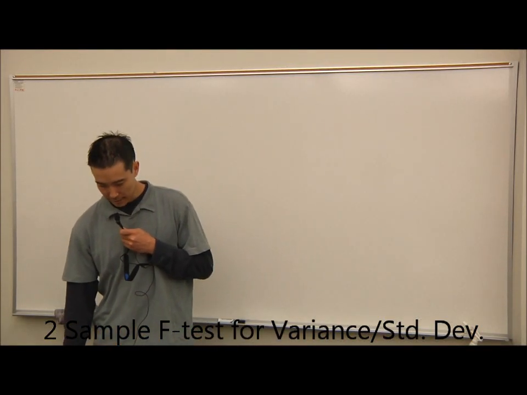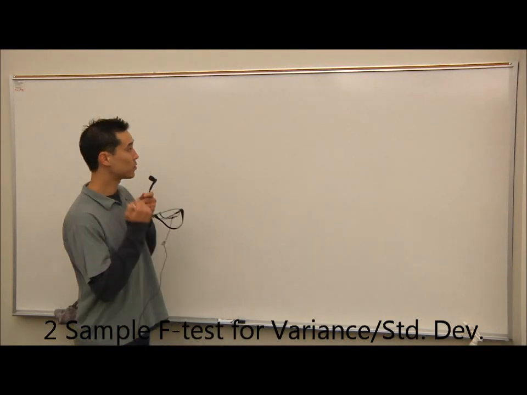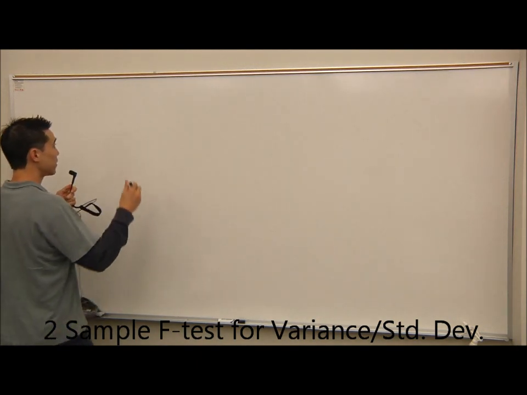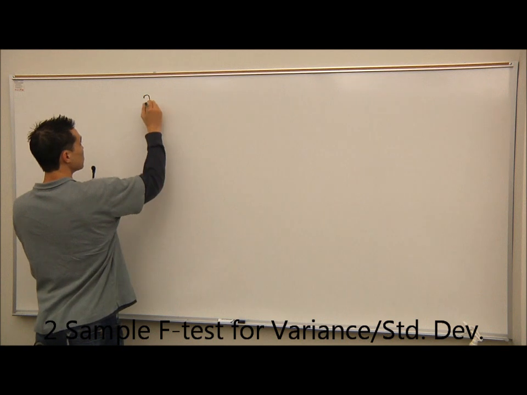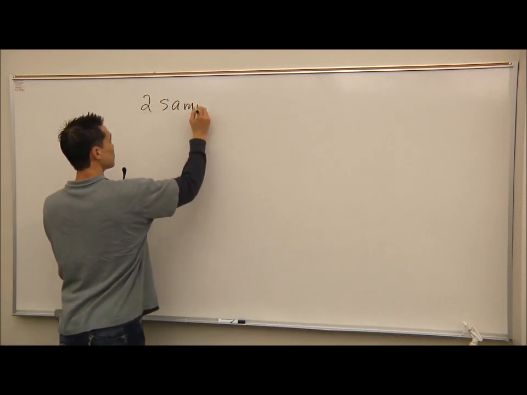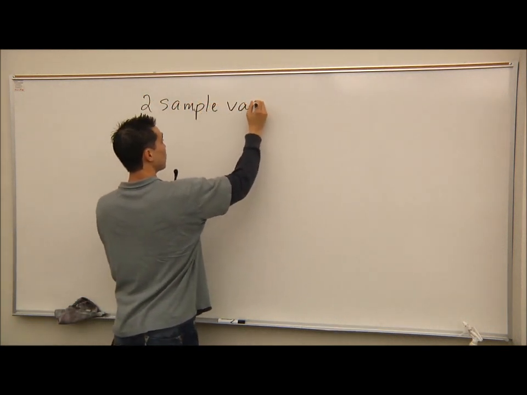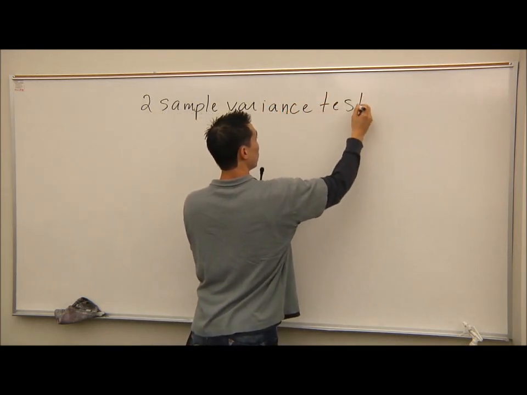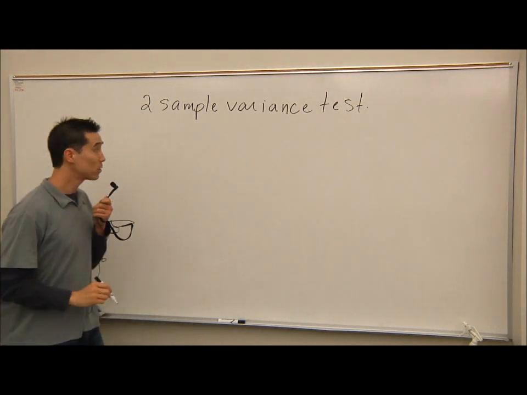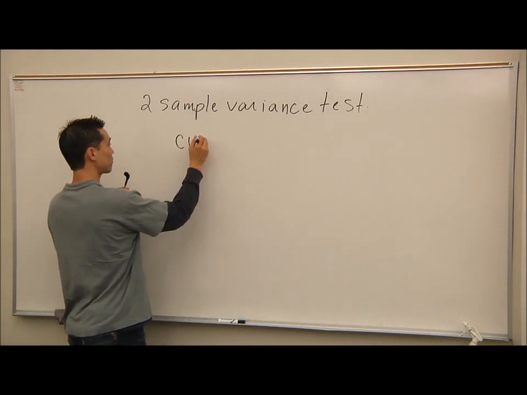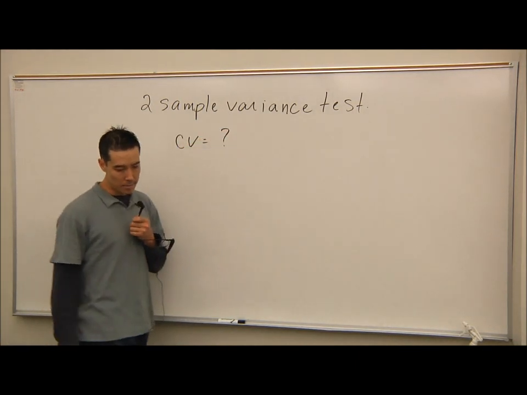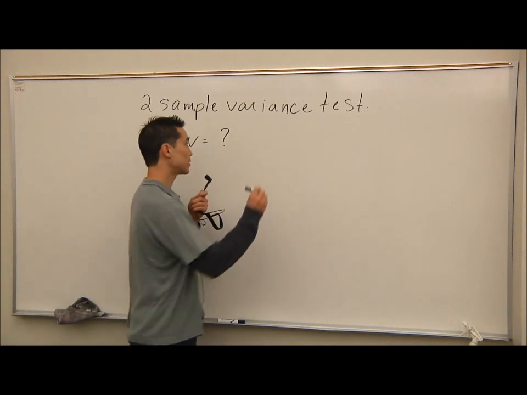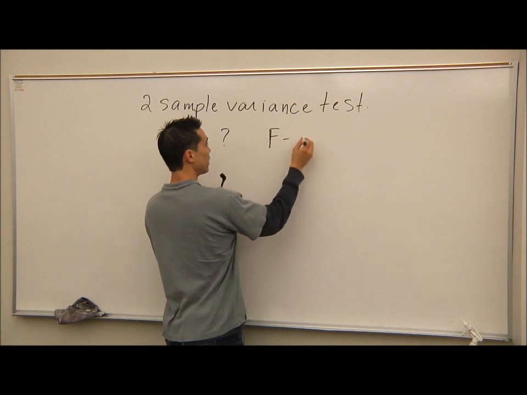All right, today we're doing the test for two variances. And a couple of things for the two sample variance test. What I want to do is look at how you find critical values first. So to find critical values for this distribution, it's a new distribution to us. It's called the F distribution.